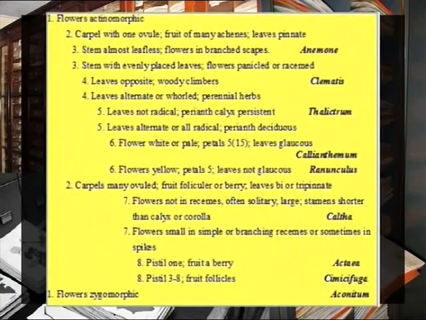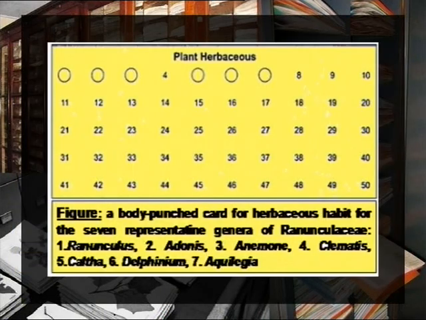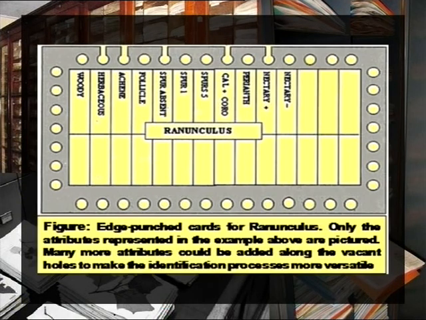Various types of keys and key formats are used in plant identification, such as single access sequential or dichotomous keys, which include indented keys and bracketed keys, also numbered keys, and multi-access keys or polyclaves, which include body punched cards, edge punched cards, and tabular keys, and also interactive keys, which are computer-based multi-access keys.